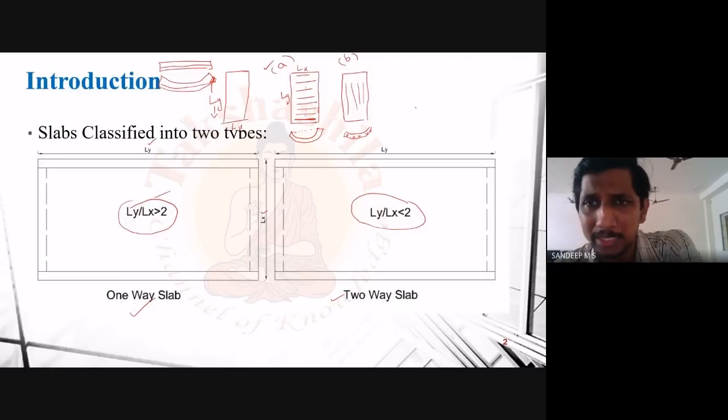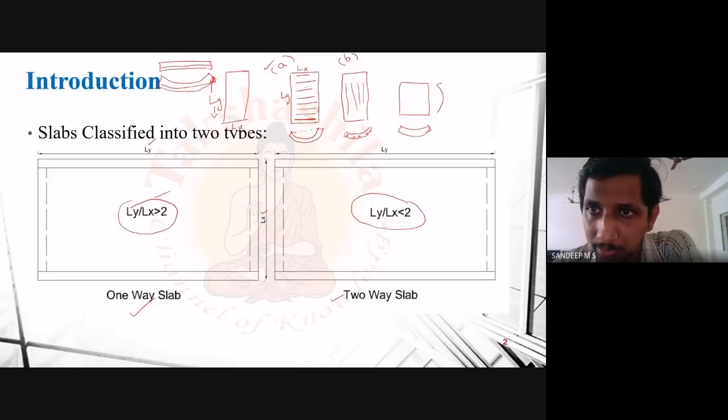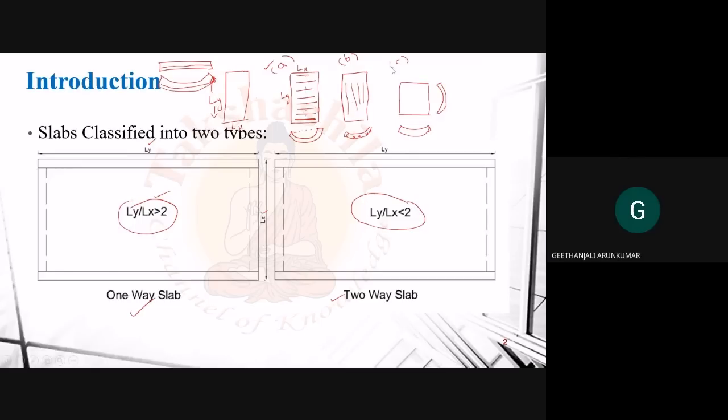So what about two-way slab then? Say we have a two-way slab like this. This is having bending like this if you are looking from here, and if you are looking from this side also, we have some bending like this. So what will we do? In which direction will we provide reinforcement in case C? Both the directions? Exactly correct.